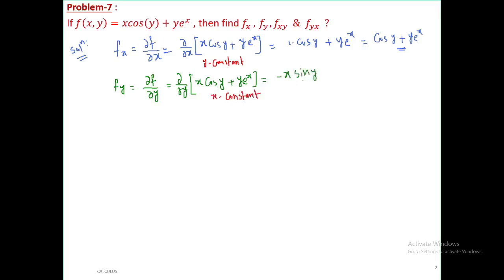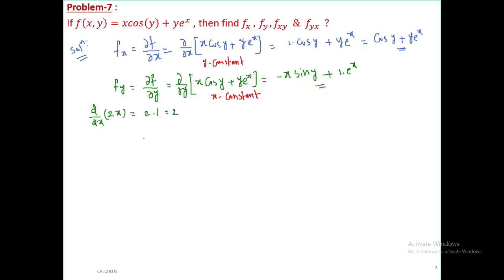Derivative, not integration. Next, plus with respect to y, the derivative of y is 1 and e power x is constant, so I am writing it as it is. It's like, for example, 2x. What is d by dx of 2x? Since 2 is constant, 2 stays as it is, and the derivative of x is 1, so the answer is 2. Same like that, since x is constant, e power x stays as it is, and the derivative of y is 1. Okay, this is dou f by dou y.